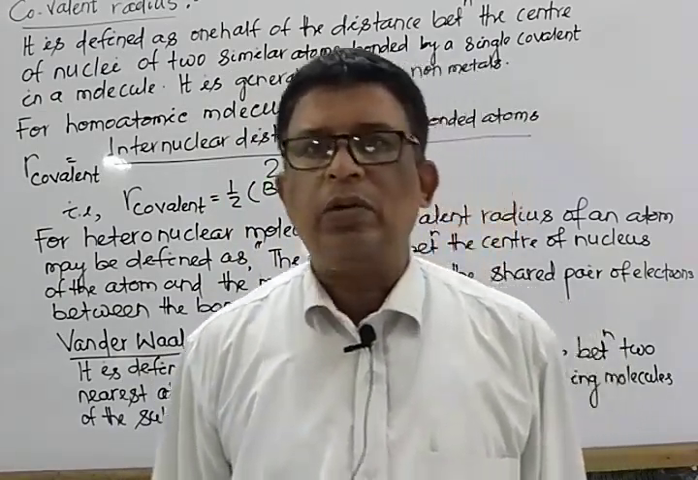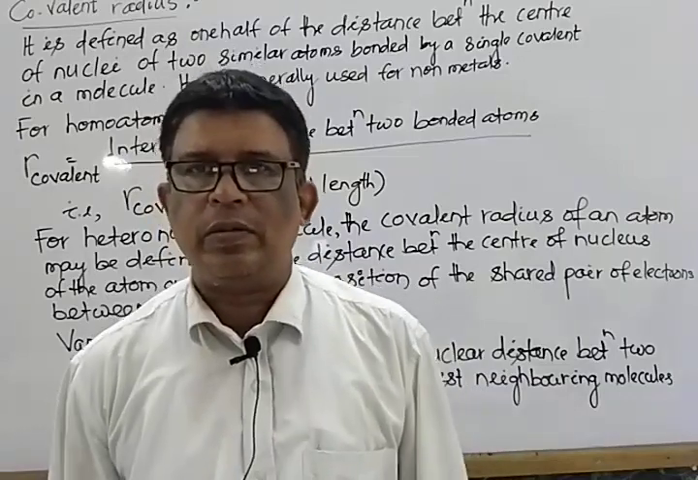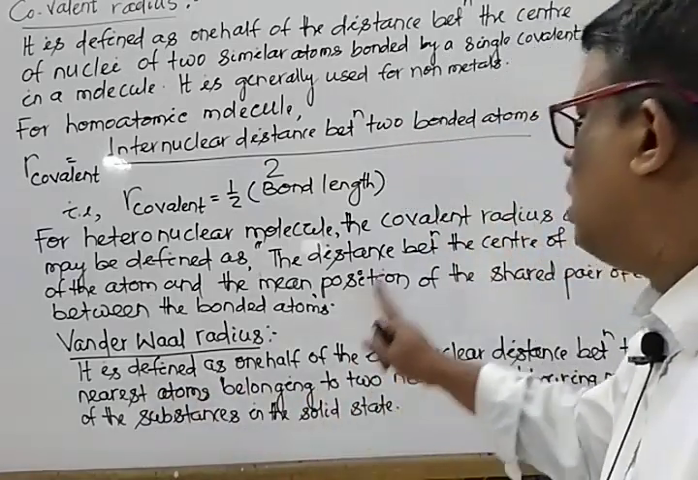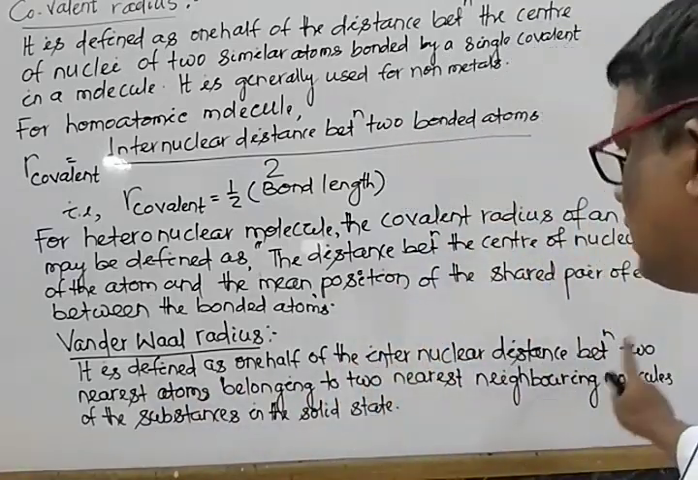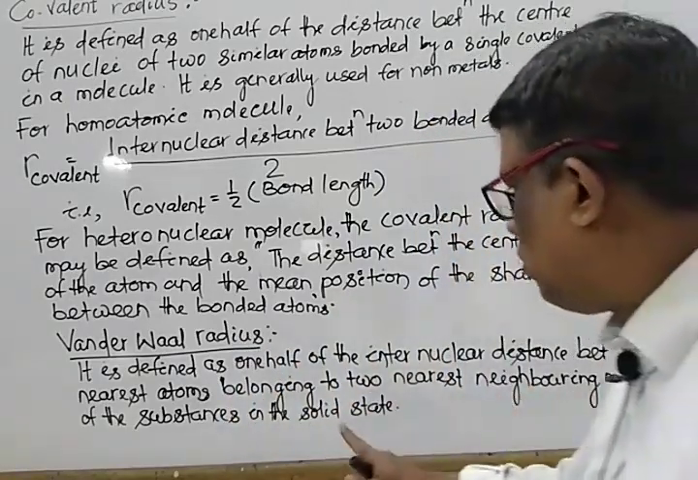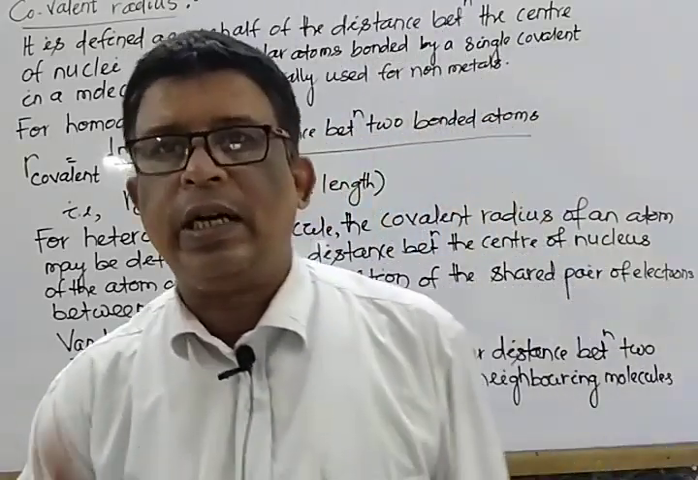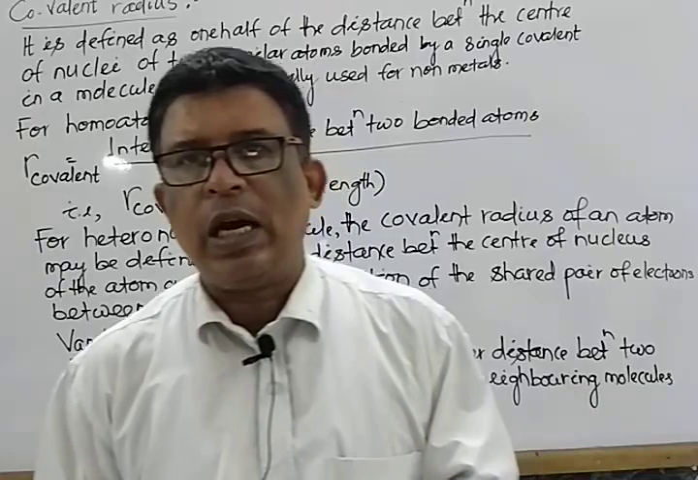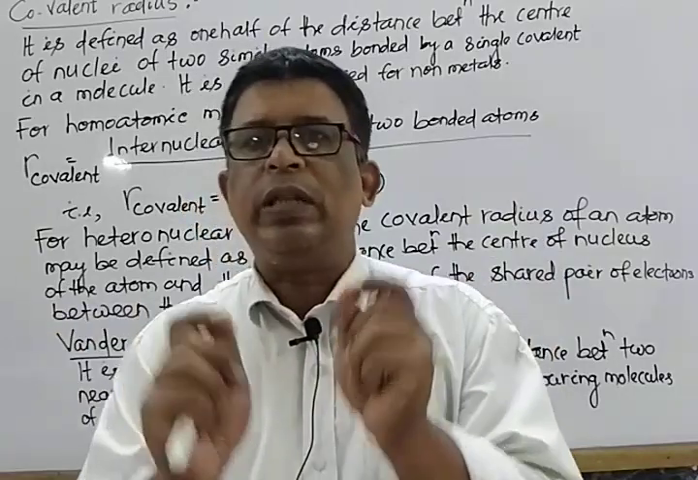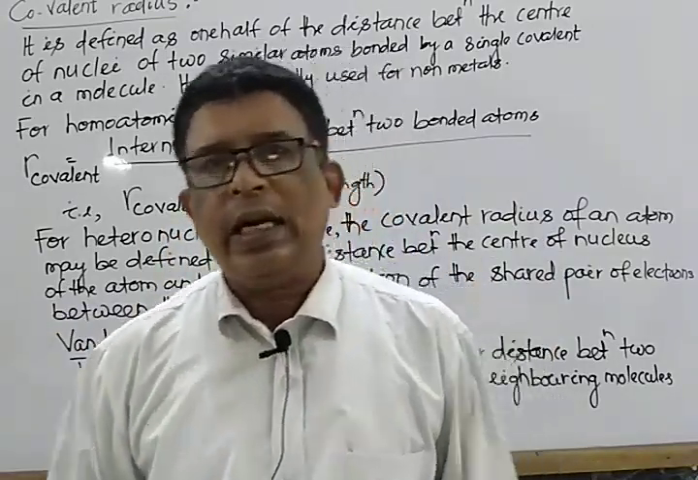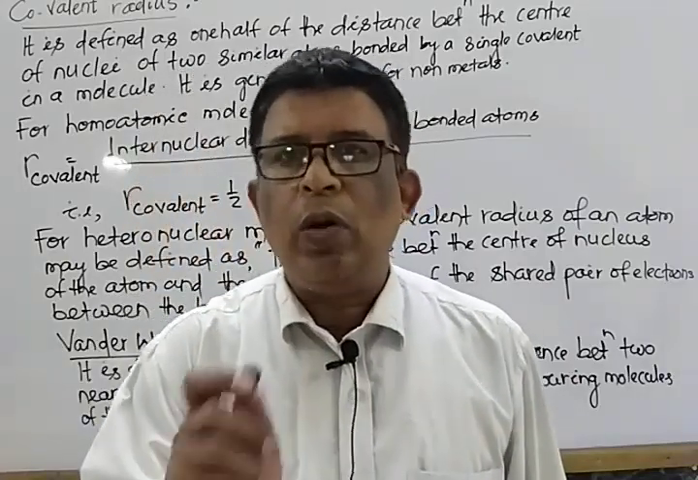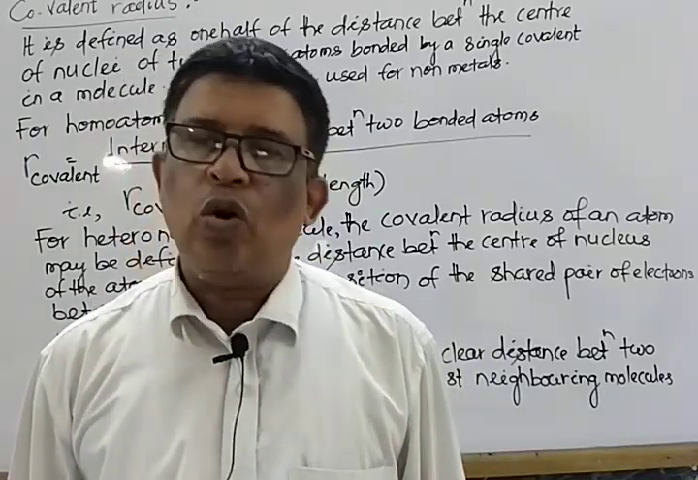Next, we discuss another one, that means van der Waals radius. What is the van der Waals radius? Mark it: it is defined as half of the internuclear distance between the two nearest atoms belonging to the nearest neighboring molecules of the substance in the solid state. I repeat again, two bonded atoms are there; between a two-bonded-atom molecule and another two-bonded-atom molecule there is a closest approach. Make a half, and that is known as the van der Waals radius. Normally, van der Waals radius is greater than the covalent radius.